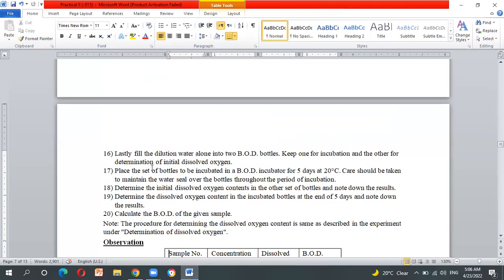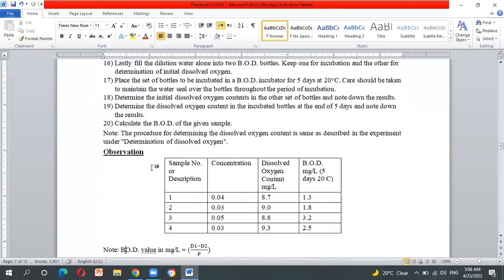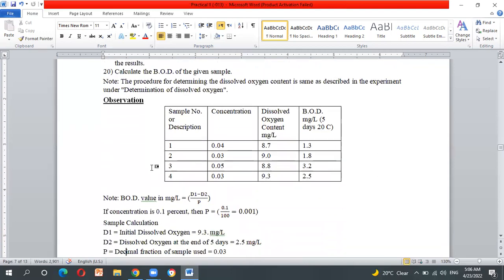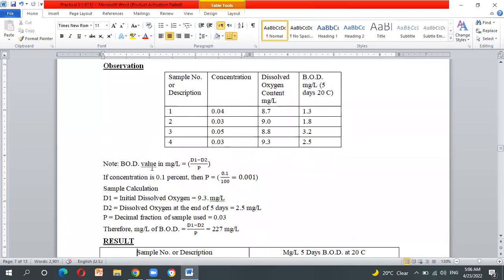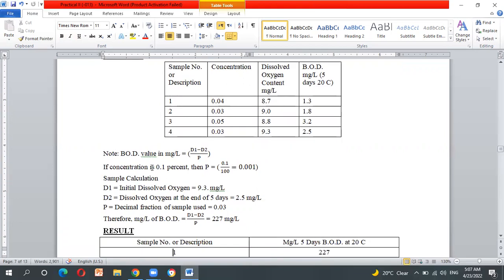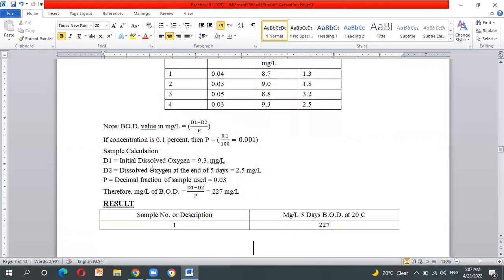Calculate the BOD of the given sample. Note, the procedure of determining the dissolved oxygen content is the same as described in the experiment under determination of dissolved oxygen. Observations are concentration, dissolved oxygen content, and BOD in milligram per liter. And it's solved for by the given formula (D1 minus D2) over P. And the final result of BOD testing is 27 milligram per liter.